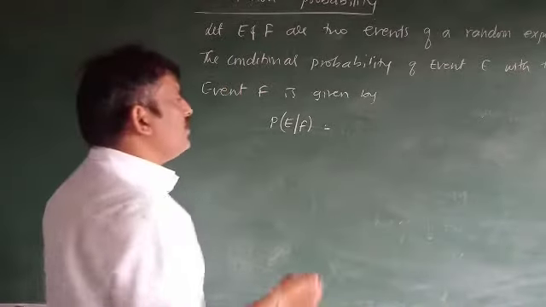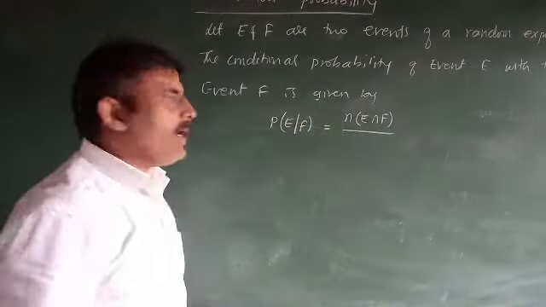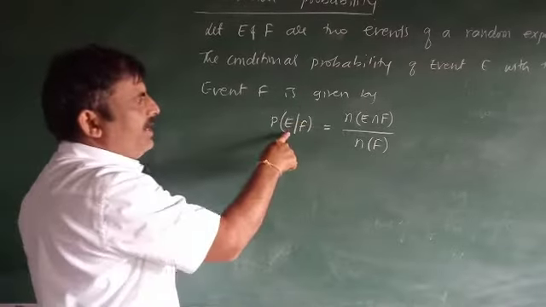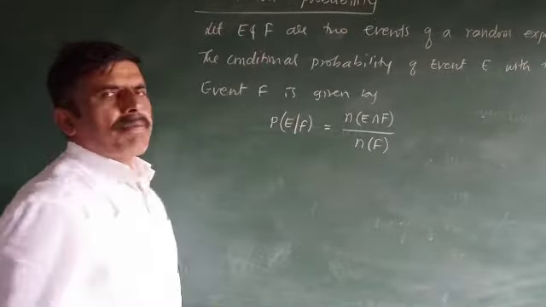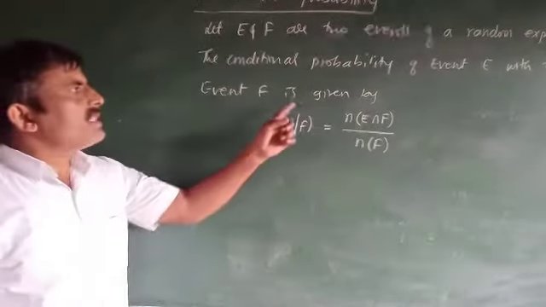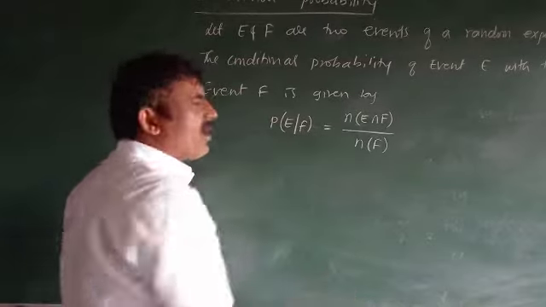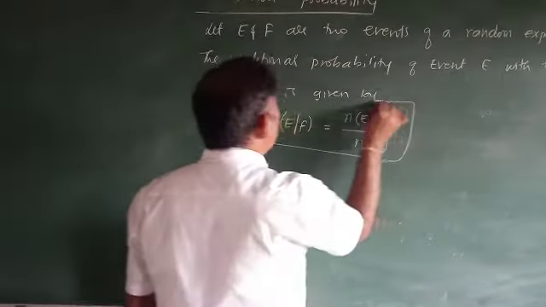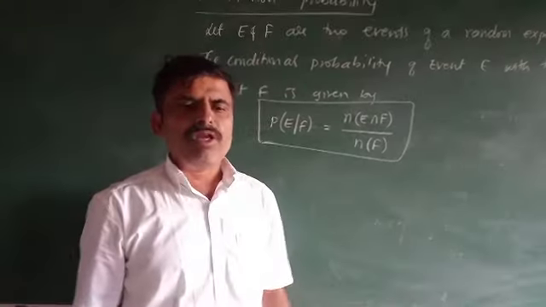The probability of E bar F is equal to the number of elements in E intersection F divided by the number of elements in F. So if A and F are two events of a random experiment, the conditional probability of event A given event F is P(A bar F) equal to n(A intersection F) divided by n(F).